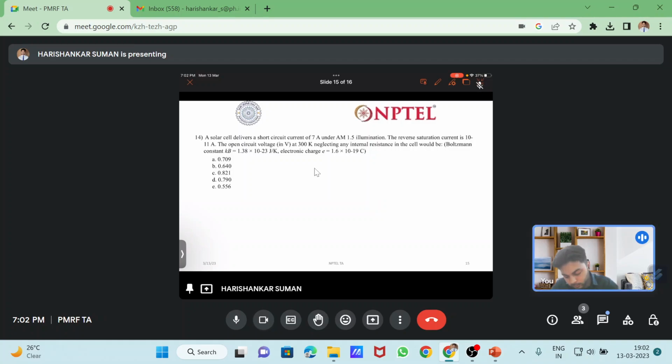Yes, 10 to the power minus 11 ampere. Next. Please correct it. So you know the formula kT by q: VOC equals kT by q ln(ISC by I naught plus 1).